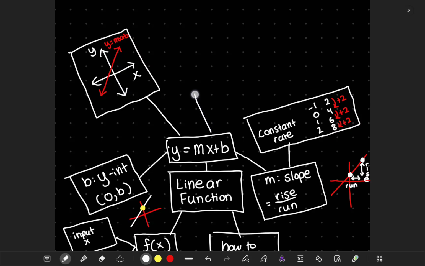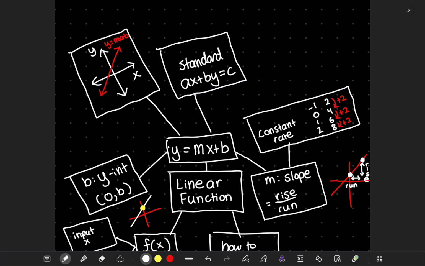The two that are kind of loosely related are what we call standard. Standard looks like this: Ax plus by equals c. The reason why this happens is because sometimes x and y come together in that form. This could be in a word problem. And then the second one is what we call point slope.